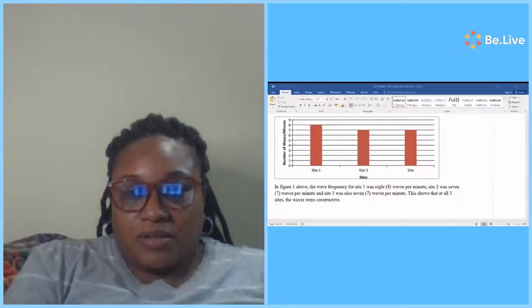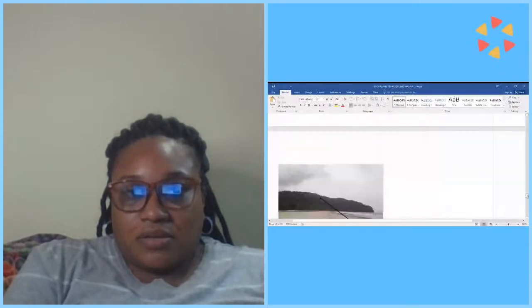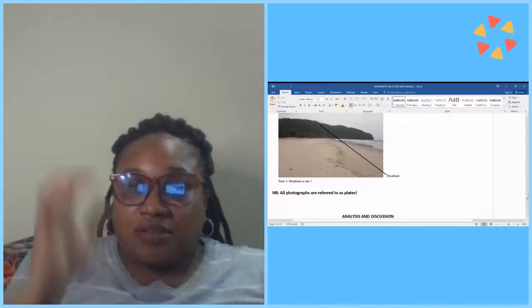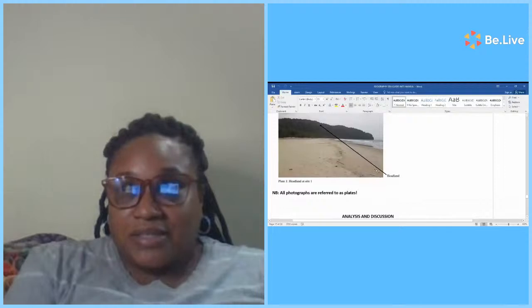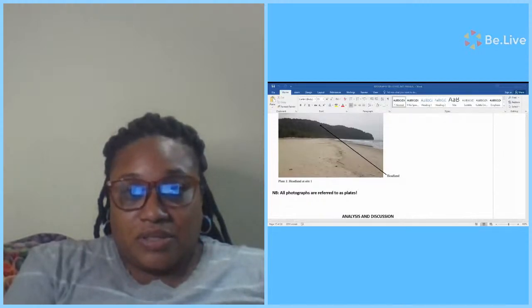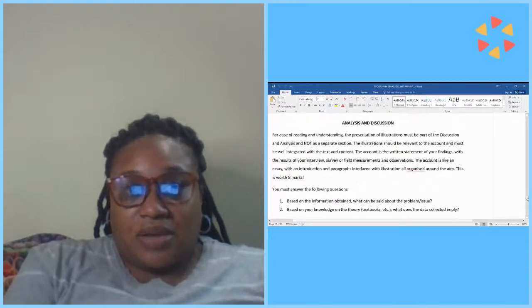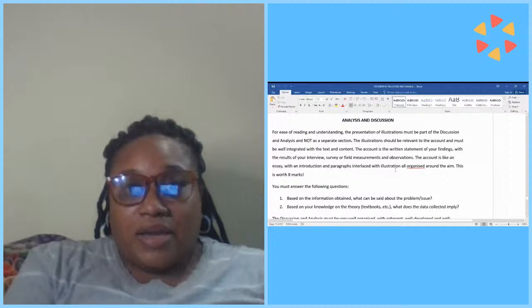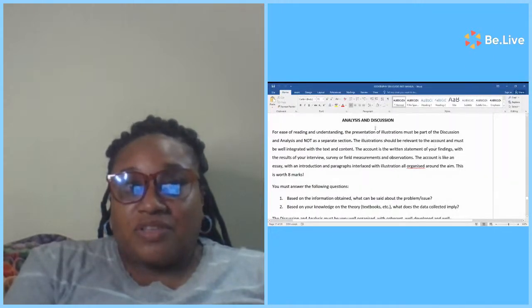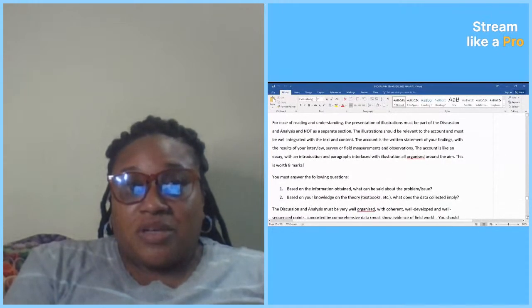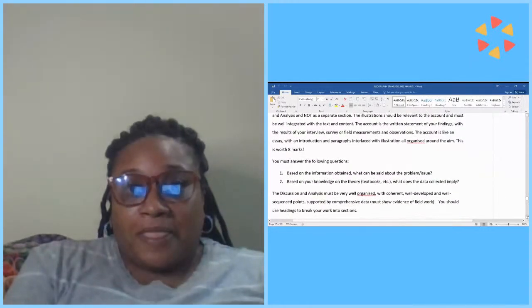Then you can have a plate, so a photograph. You would see here photographs are referred to as plates, and it's labeled, so you can see that there, right, where you are seeing it. And then same way, analysis and discussion. Presentation of illustration must be part of your discussion and analysis, and not separate. So they don't want 2 separate sections, they want it integrated, right?